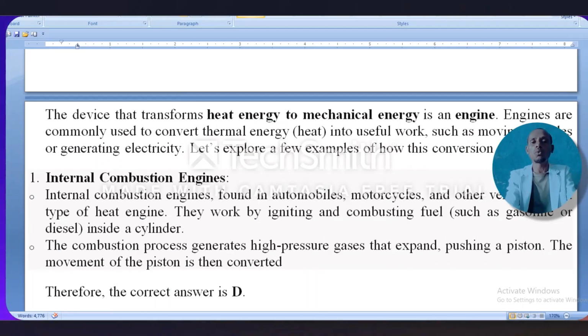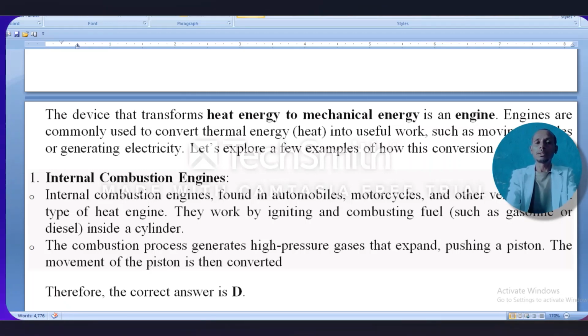Engines are commonly used to convert thermal energy or heat into useful work, such as moving vehicles or generating electricity. Let us explore a few examples of how this conversion occurs. Internal combustion engines are found in automobiles, motorcycles, and other vehicles that are types of heat engines.